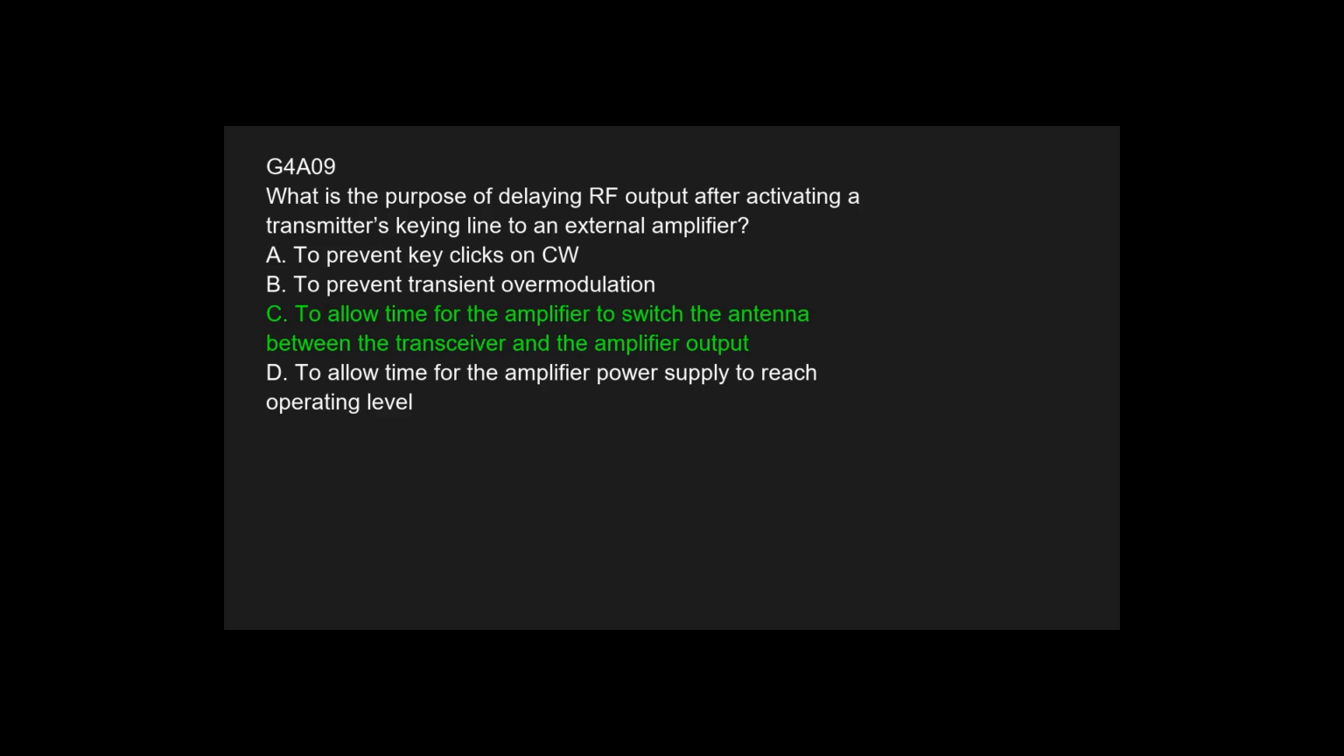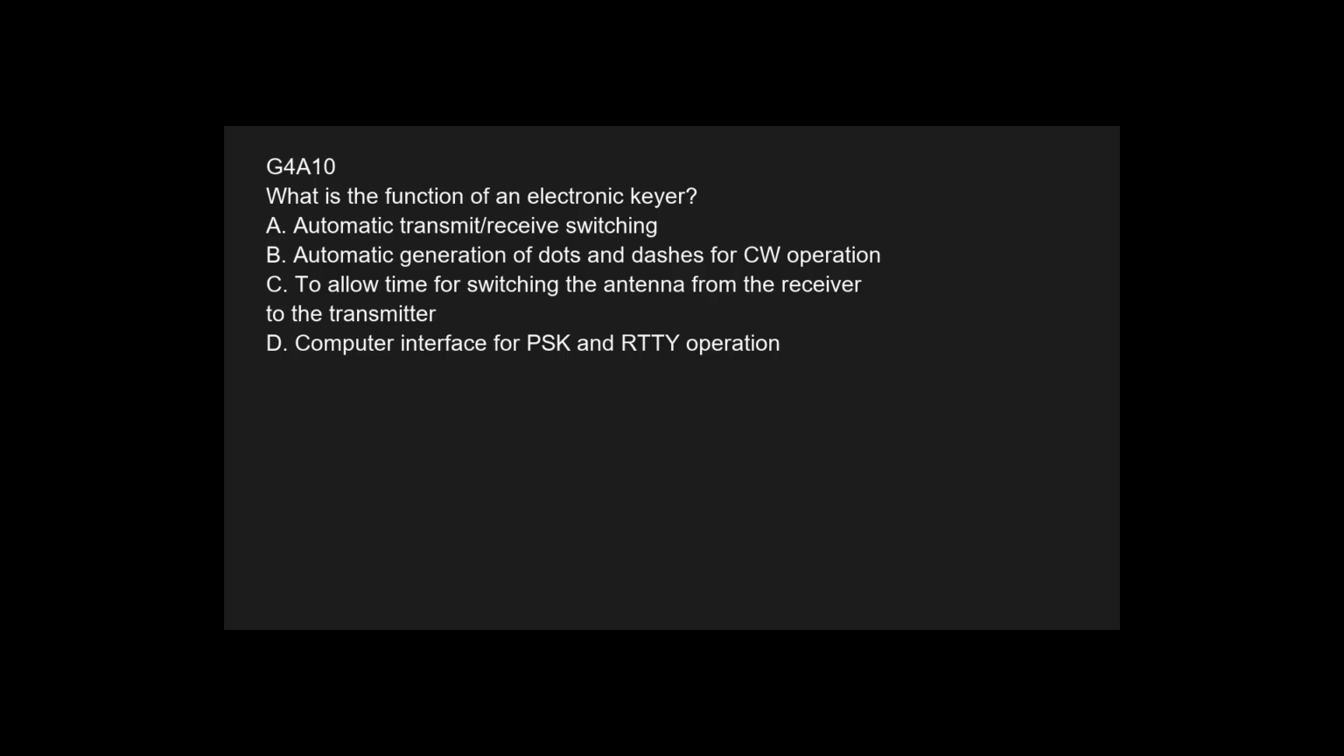The correct answer is C. To allow time for the amplifier to switch the antenna between the transceiver and the amplifier output. Question: what is the function of an electronic keyer?